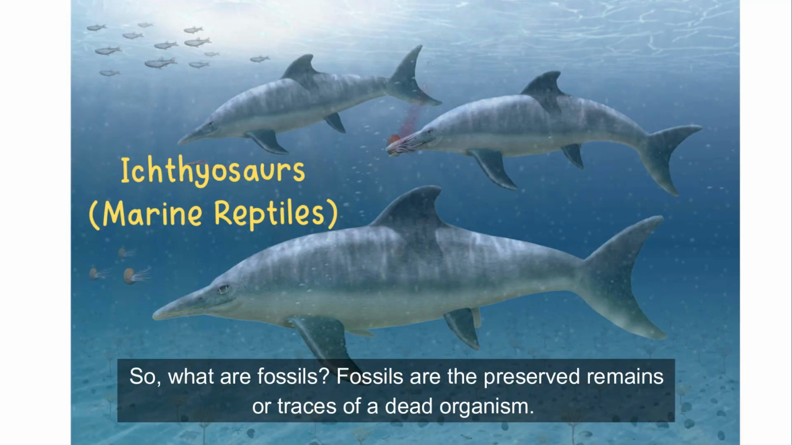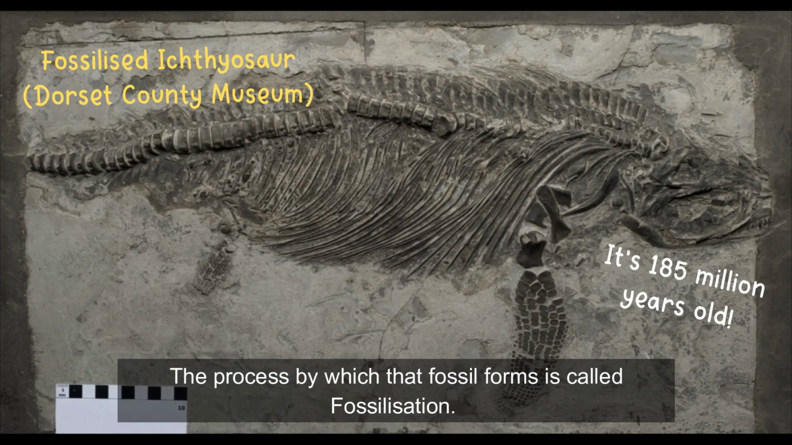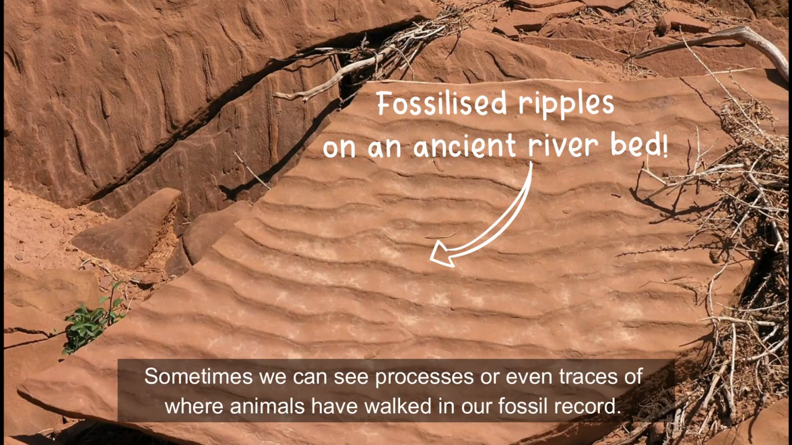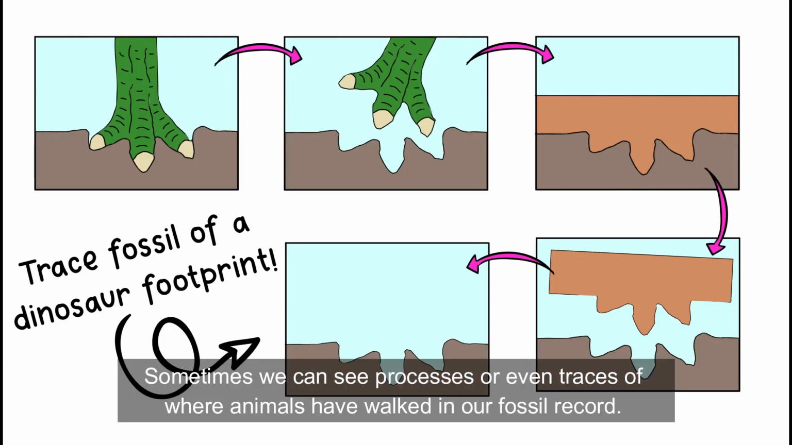So what are fossils? Fossils are the preserved remains or traces of a dead organism. The process by which that fossil forms is called fossilization. But it's not just dead organisms that can become fossilized. Sometimes we can see processes or even traces of where animals have walked in our fossil record.